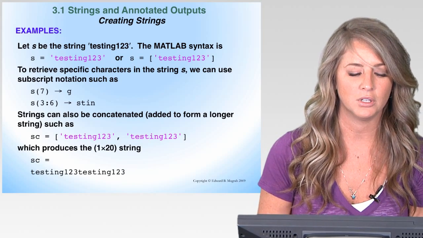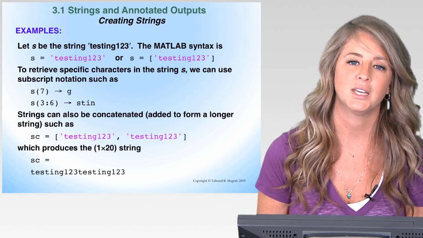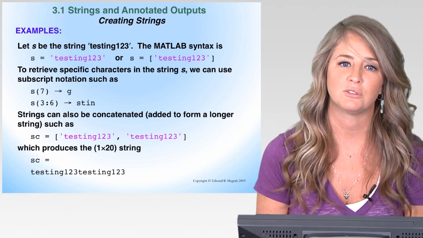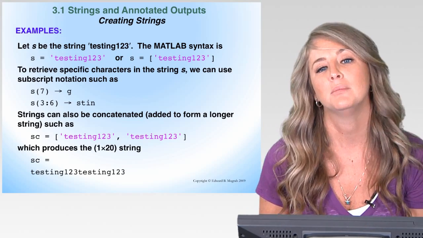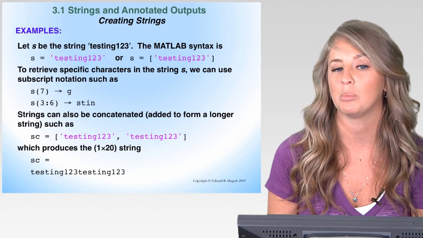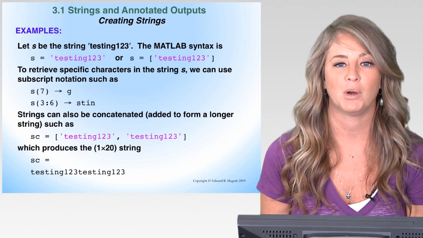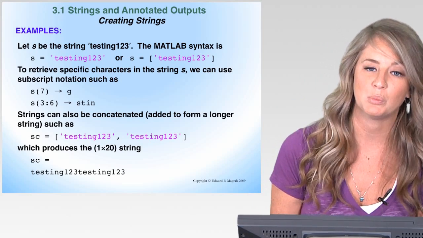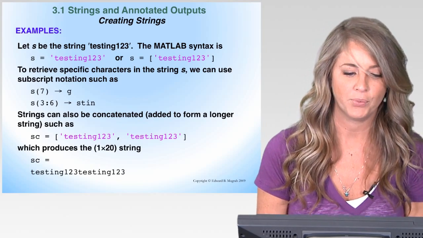So let's just start with this example here. Let's say that we wanted to create the string testing 1, 2, 3. There are two different methods that you can use. This first method just uses the single quotation marks, and the second method uses the square brackets. Either one of those is acceptable. It's a matter of preference, or it can depend on your application. For example, if you wanted to transpose the string, then you would use the square brackets, obviously.